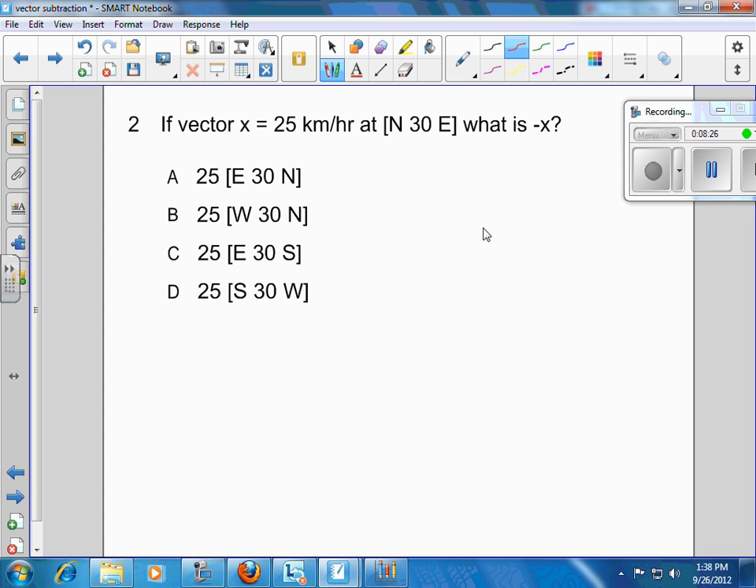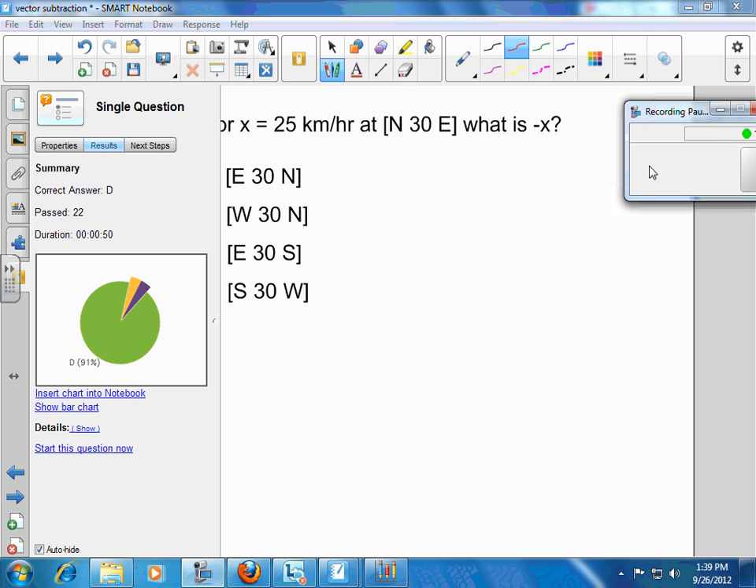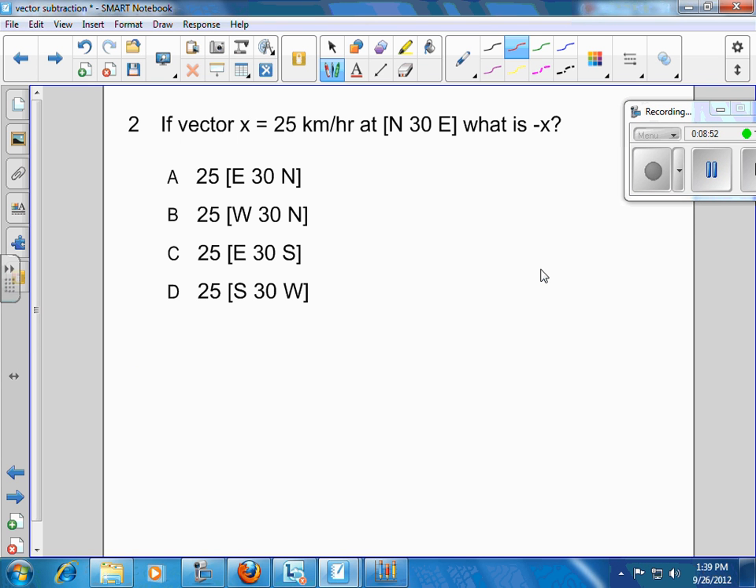If vector x is 25 kilometers an hour at north 30 east, what is minus x? Correct answer is D, 91% again, that's good. Right? All you do is switch. North 30 east, the north becomes south, the east becomes west.